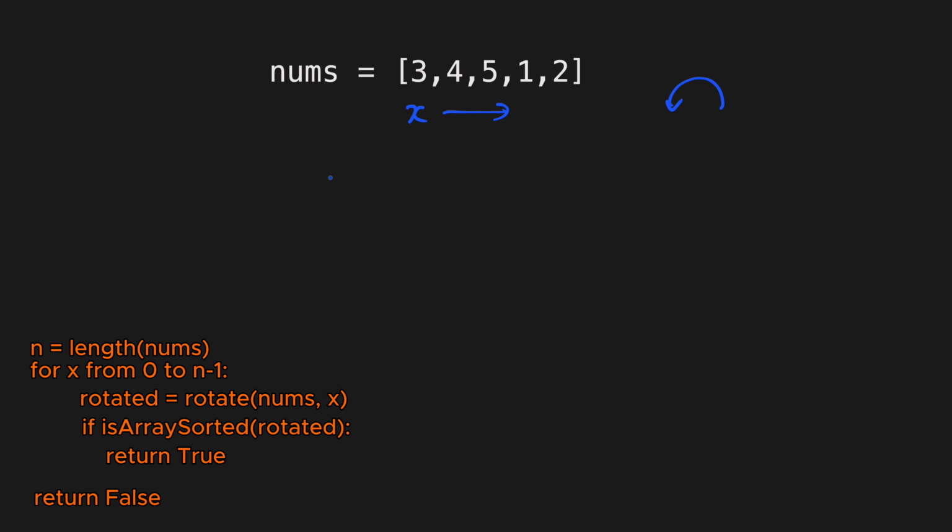Now in terms of time complexity, it will be O of n square because we generate a new array for each rotation, which takes O of n time. And then we check if the array is sorted or not. That again takes O of n time. And we are doing it for n rotations. So because of this, the overall time complexity is O of n square. And in terms of space complexity, it will be O of n for storing the rotated arrays. And given this problem is easy, this solution may be accepted as well.